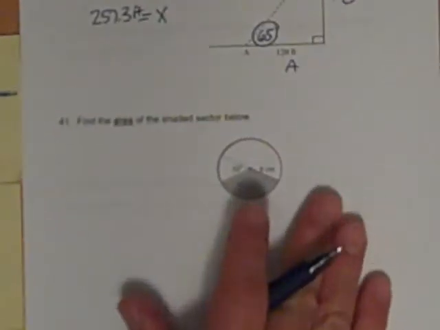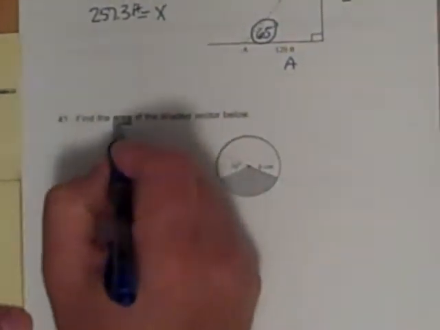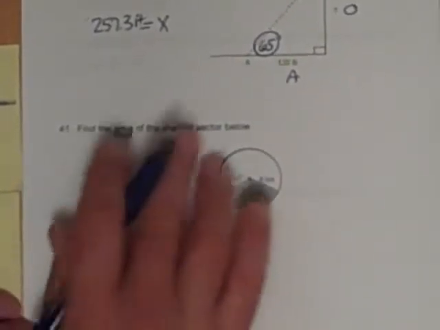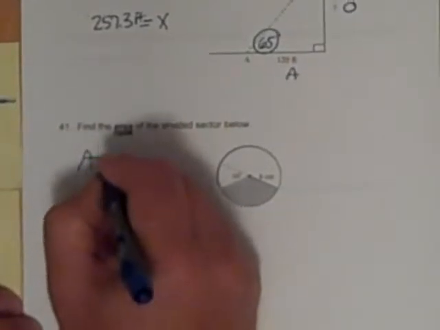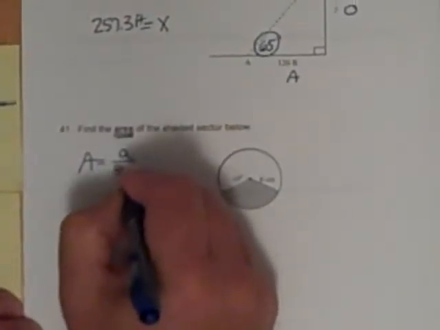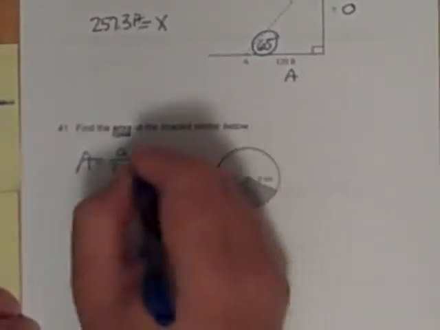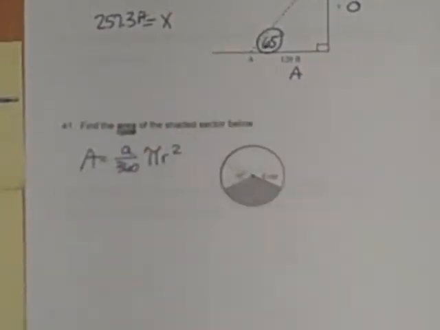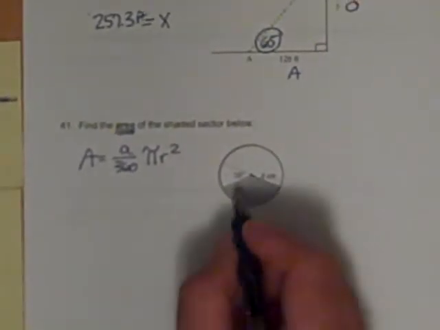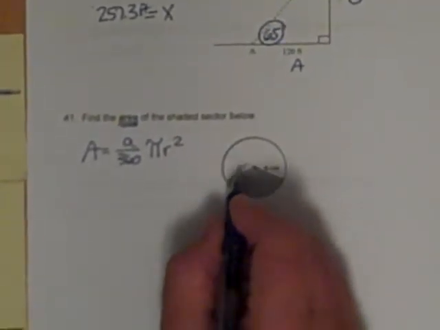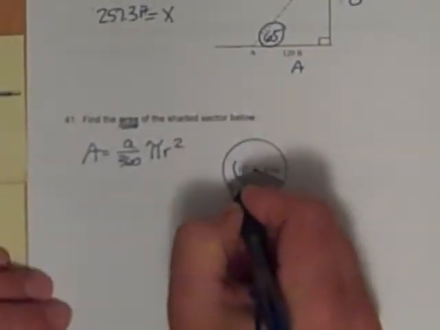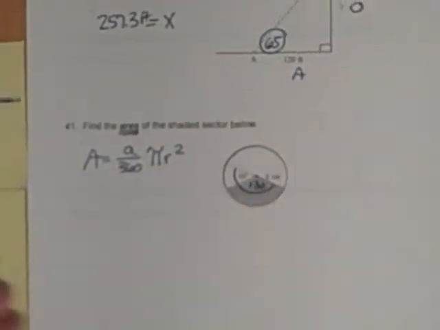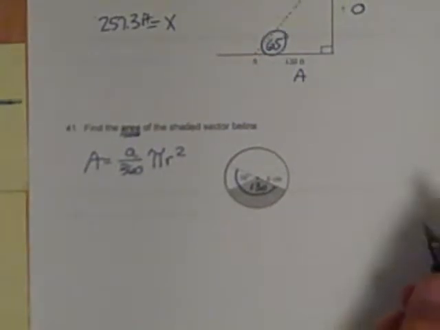Alright, number 41, find the area of the shaded sector. This is underlined and highlighted, so we know that we're going to use that. Area of a sector, we have to use that formula. A equals little a over 360. This time, instead of the circumference, we're going to use the area, pi r squared, and fill in the information that we know. Well, we're looking for the shaded sector here, and we're given 50 for this. We know these are going to add up to 180, so we can do that in our heads, I think, and that'll be 130 for the angle measure that we need.